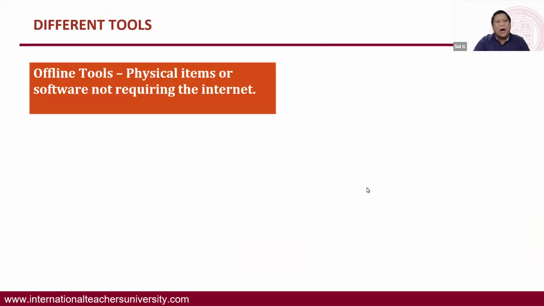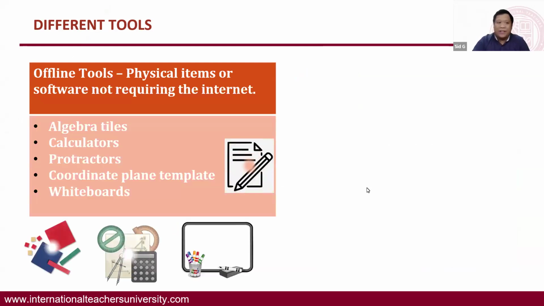The first one is offline tools. Of course, offline, it doesn't need internet. And here are some examples on that. I believe everybody's using this one. Algebra tiles, calculators, protractors, coordinate plane, template, whiteboards, even a post-it.